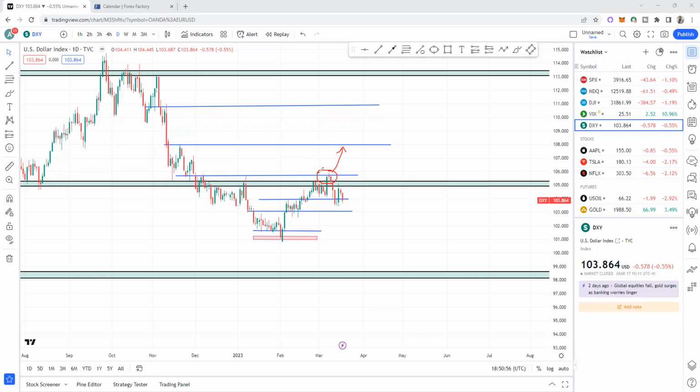I was saying that if you break out from this point, our next point of resistance, where price is going to come to, is this spot. But we never saw that happen. The price was rejected at this particular resistance, and then we came all the way down from there. Now we have a minor support here.